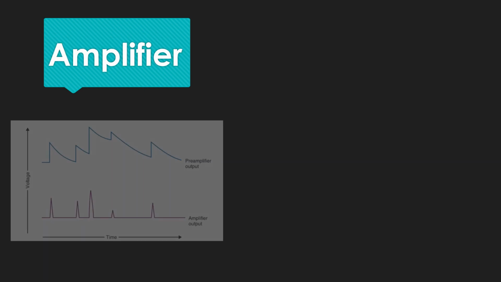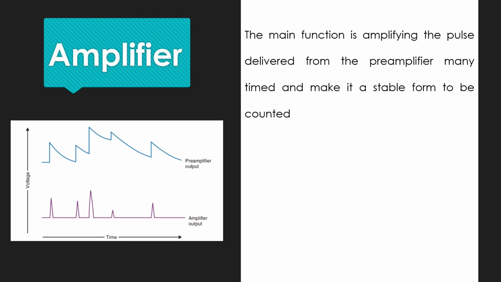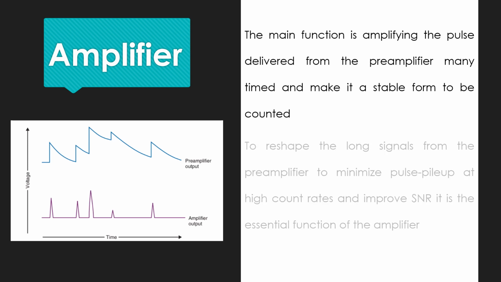So why am I using an amplifier? The main function of the amplifier is to amplify the pulses delivered from the preamplifier many times and make them a stable form to be counted. So as we can see in this graph, the preamplifier output has many sharp peaks and it's not in a stable form, while the amplifier output is countable and has a stable form.